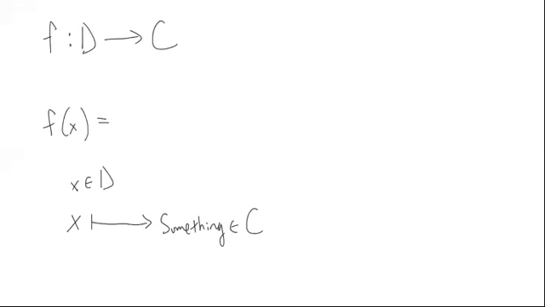Let's take a look at what a function is and define it. What is a function? So a function is a rule, an assignment rule, that takes things in one set, and with that thing, it takes it and it outputs something in another set. So it puts something in and has to take something out.